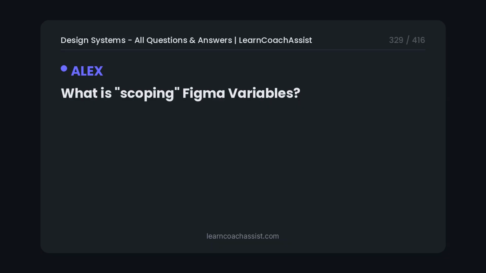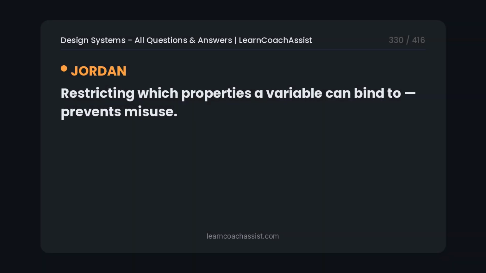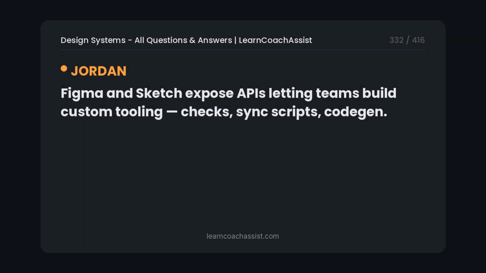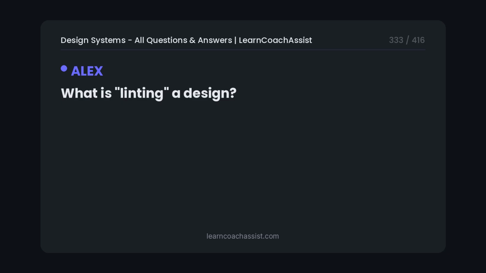What is scoping Figma variables? Restricting which properties a variable can bind to, prevents misuse. What is plugin API for design systems? Figma and Sketch expose APIs letting teams build custom tooling, checks, sync scripts, code gen. What is linting a design?